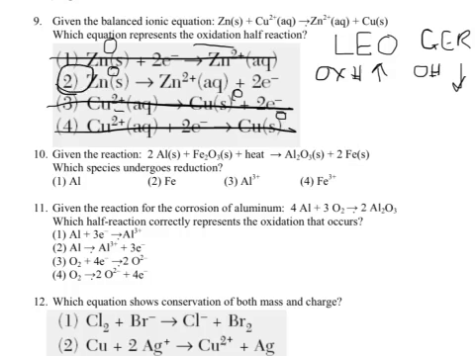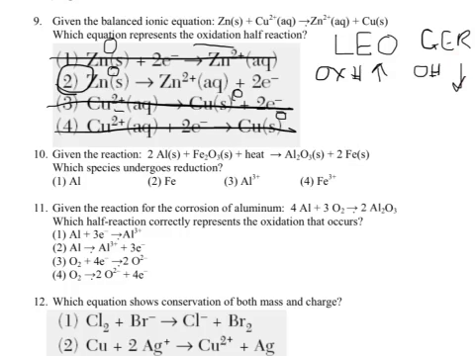Now, in question number 7, we're given a chemical equation and we're asked which species undergoes reduction. Again, we're going to refer up here to the loss of electrons is oxidation and the gain of electrons is reduction. And a reduction means something is decreased, so our oxidation number will go down.